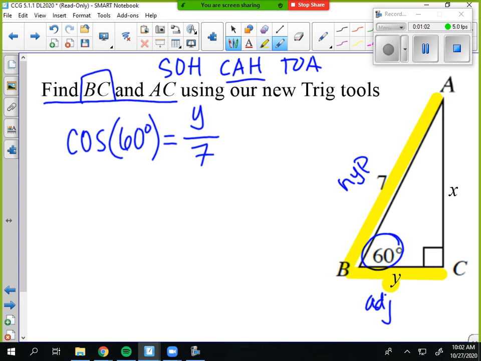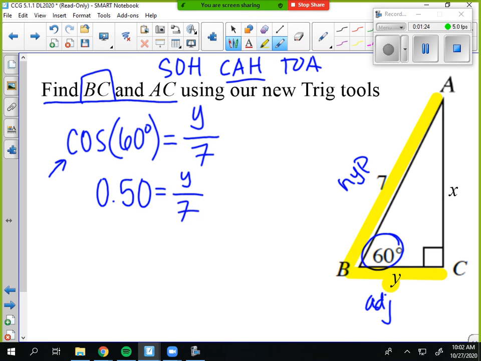So on your calculator, cosine of 60 degrees, right, I would put that into my calculator, and actually, it comes out to be a really nice number. It comes out to be 0.5. So the ratio for the adjacent and hypotenuse for this triangle is 0.5.